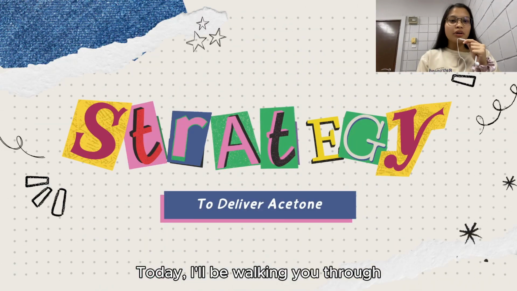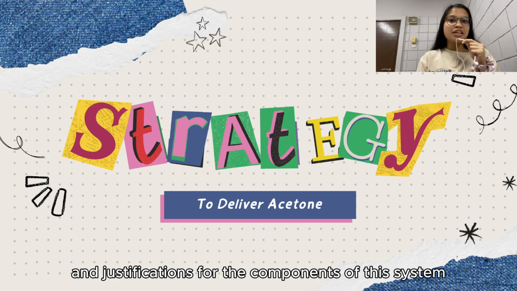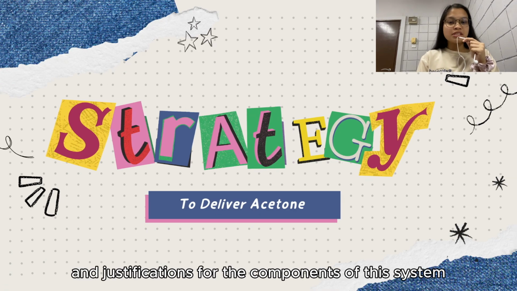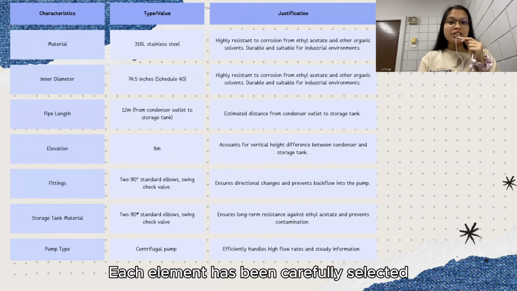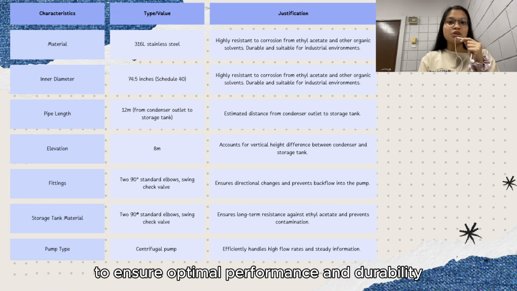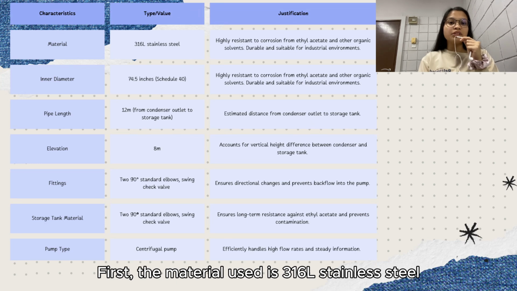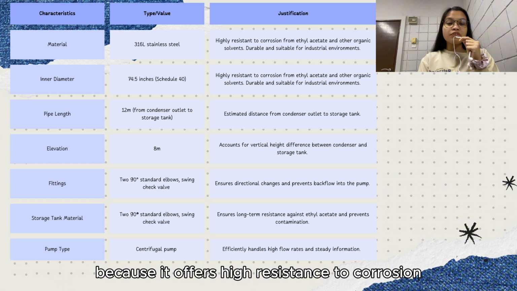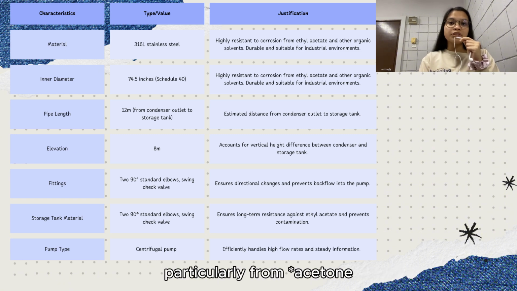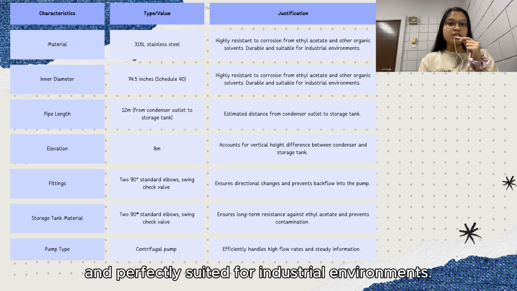Today, I'll be walking you through the technical specifications and justifications for the components of this system as outlined in the table. Each element has been carefully selected to ensure optimal performance and durability. First, the material used is 316L stainless steel. This choice is ideal because it offers high resistance to corrosion, particularly from ethyl acetate and other organic solvents. It's durable and perfectly suited for industrial environments.